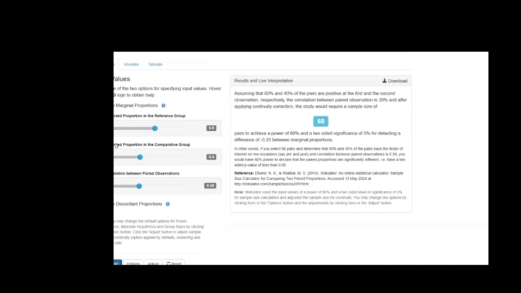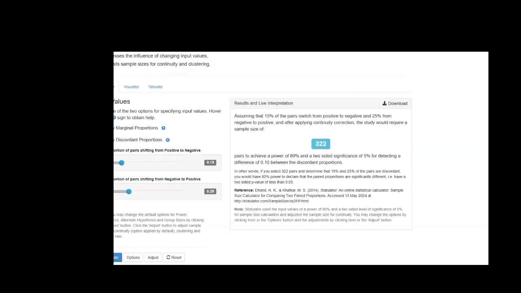In marginal proportion, you need the total proportion of the treatment group, what is in the control group, and what is the correlation between them. Then you calculate with the formula. Otherwise, you have a discordant proportion. Discordant proportion is the number of B pairs or number of C pairs. So what is the proportion of that? According to that, you can put the value here and another value is this one. So you can calculate the sample size based on the discordant proportion.